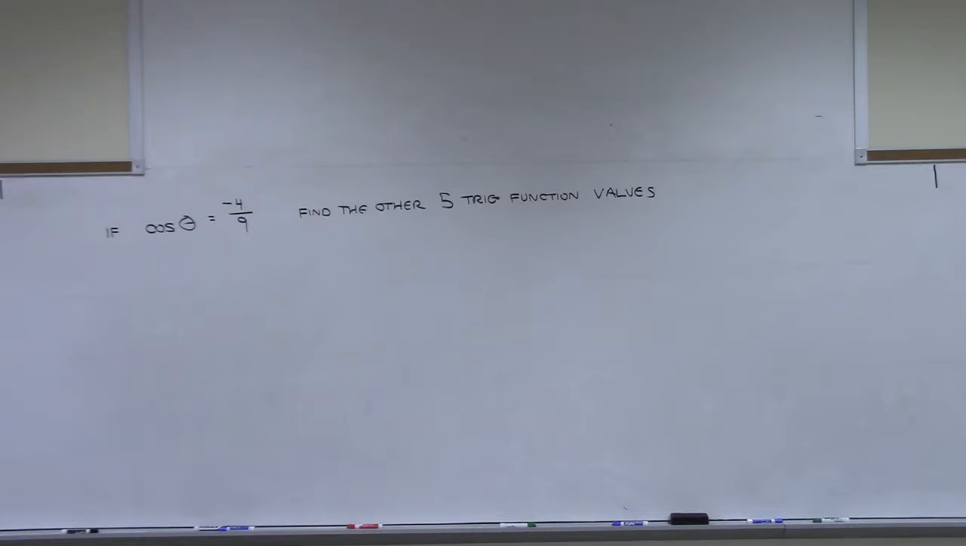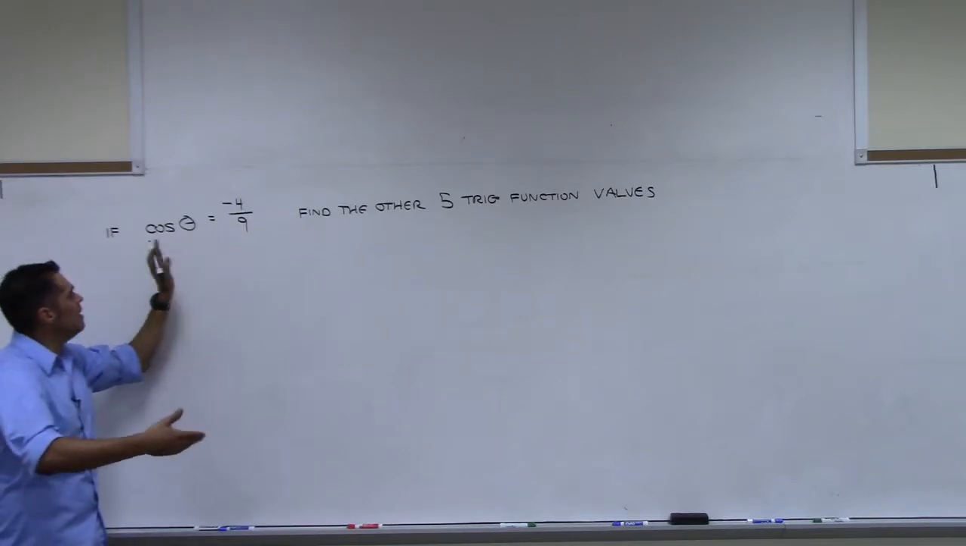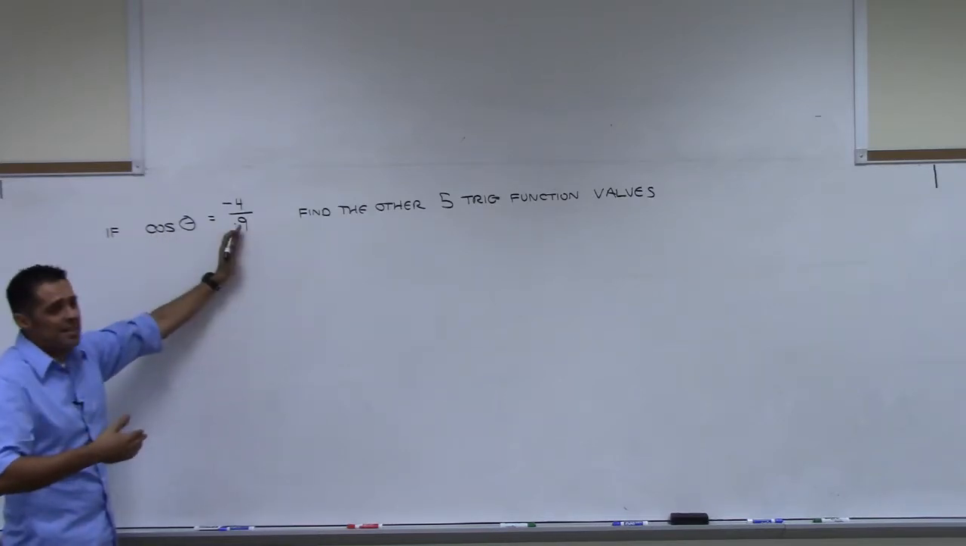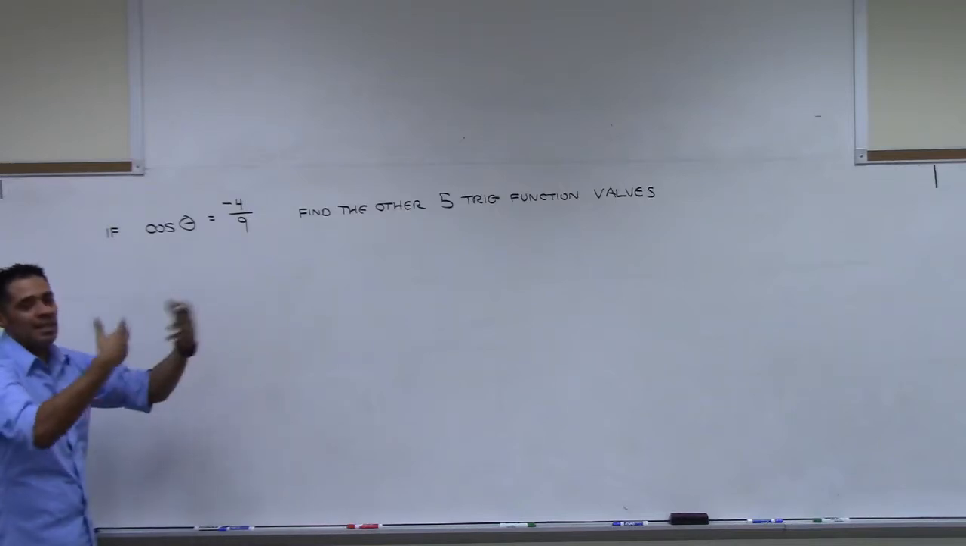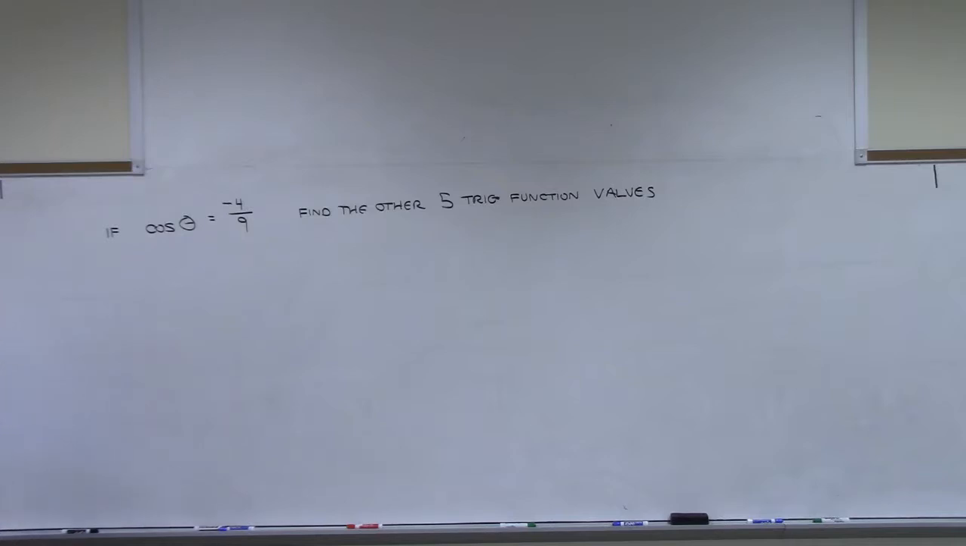Cosine of theta is -4/9. So I'm giving you a trig function. I'm not giving you the angle and asking you for the value, right? I'm telling you that cosine of some angle is this. And I want you to tell me what the other trig values are at that same angle. So, any ideas? The first thing that's clear, like it is an angle, it's something between the second or the third quadrant. You're thinking second or third quadrant?